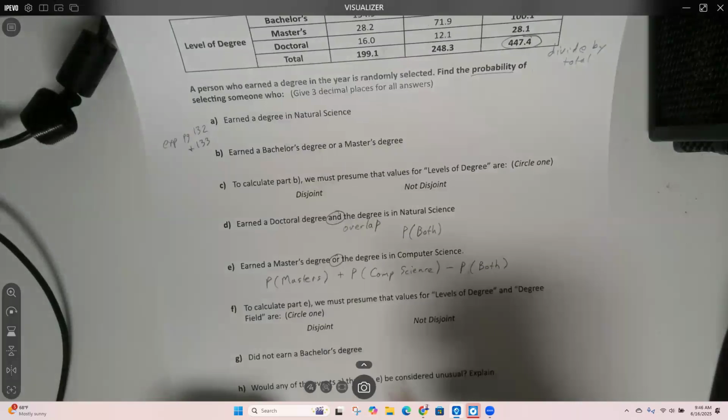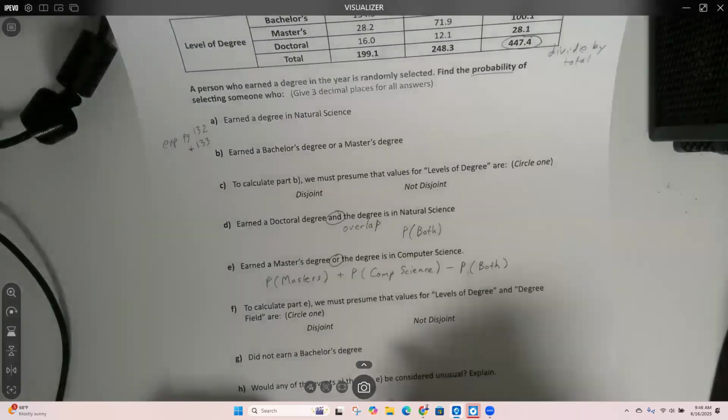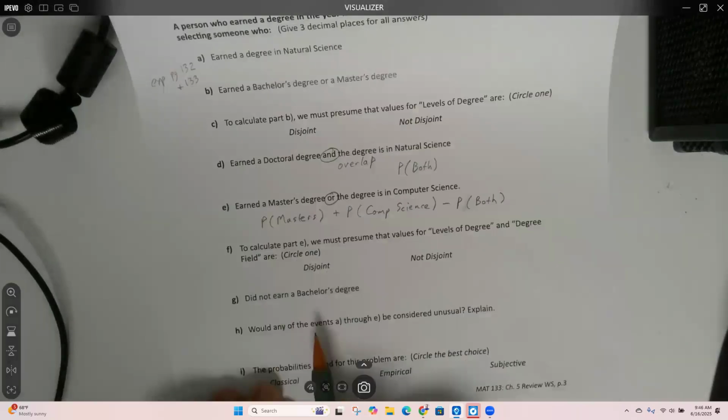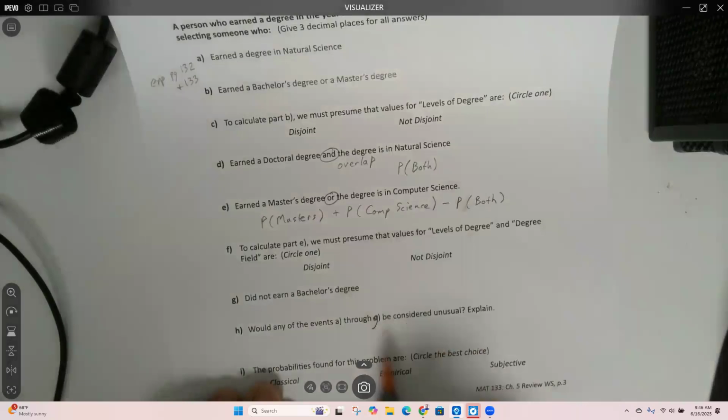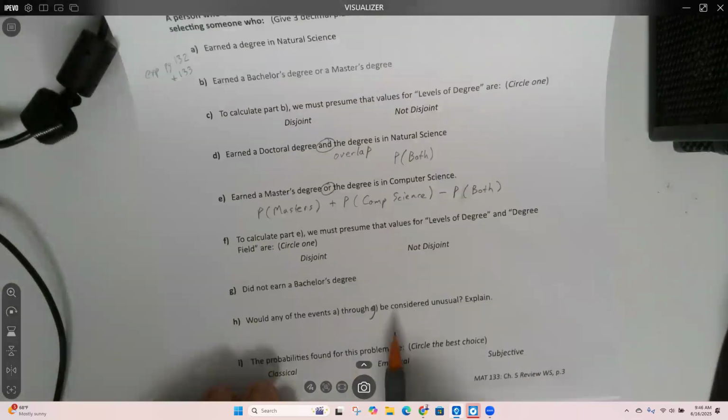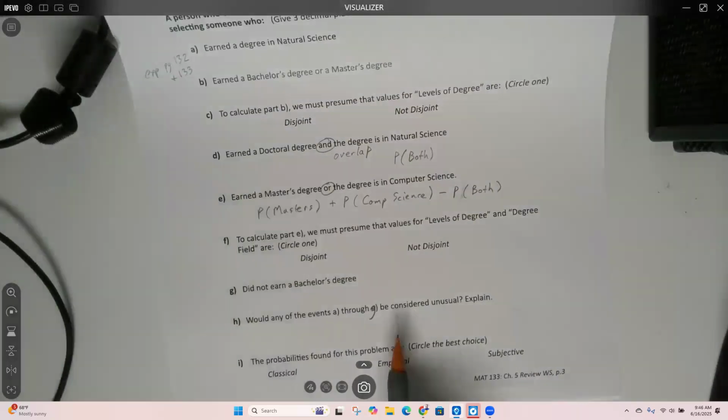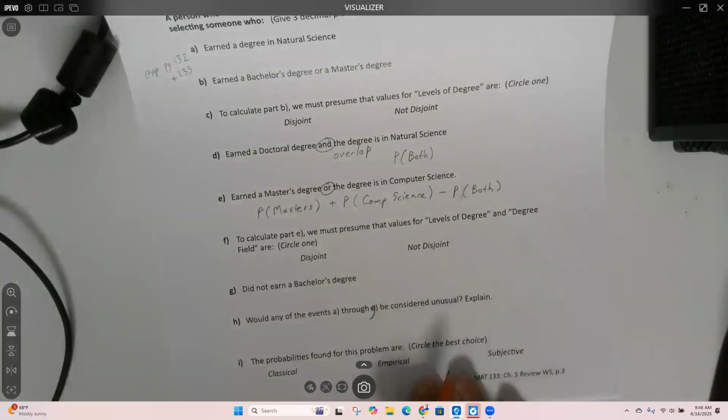Oh, another typo. For part H, would any of the events A through E be considered unusual? Okay. All right. The last page for this one is page 353.